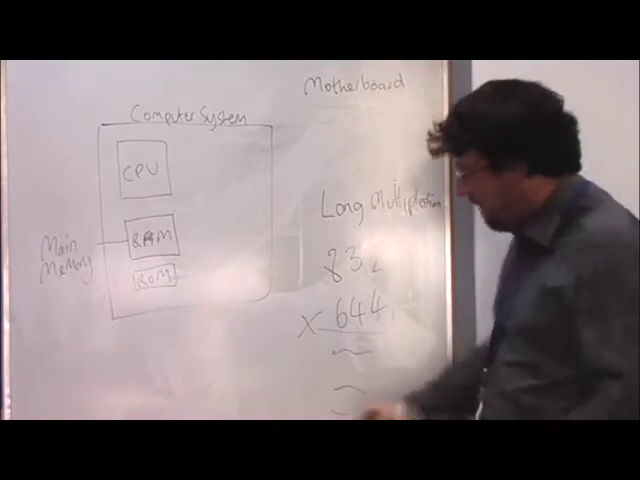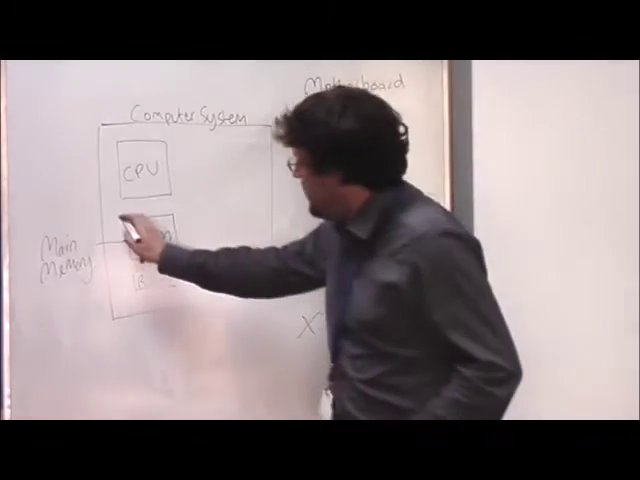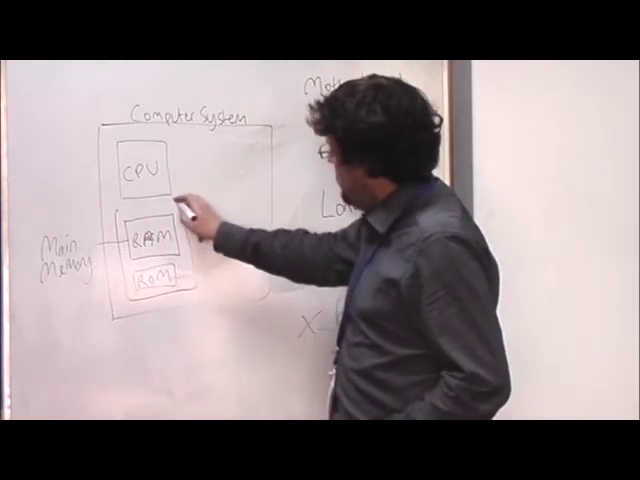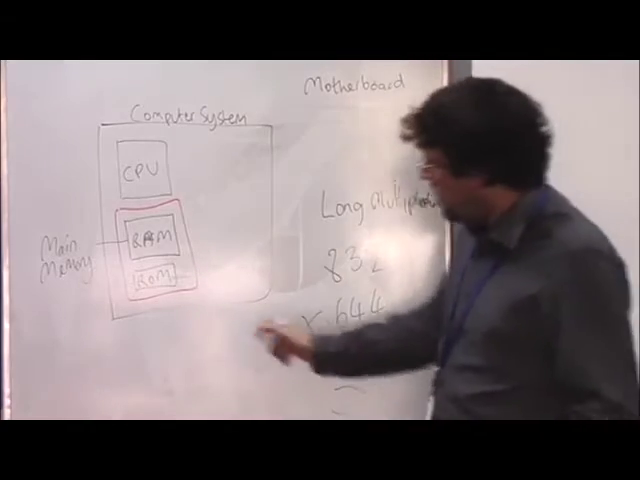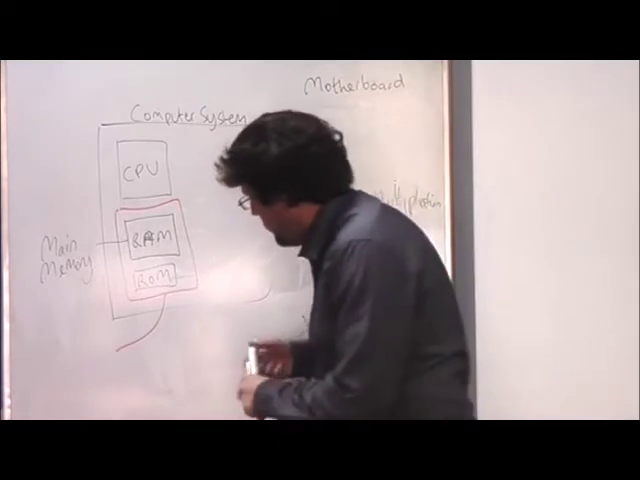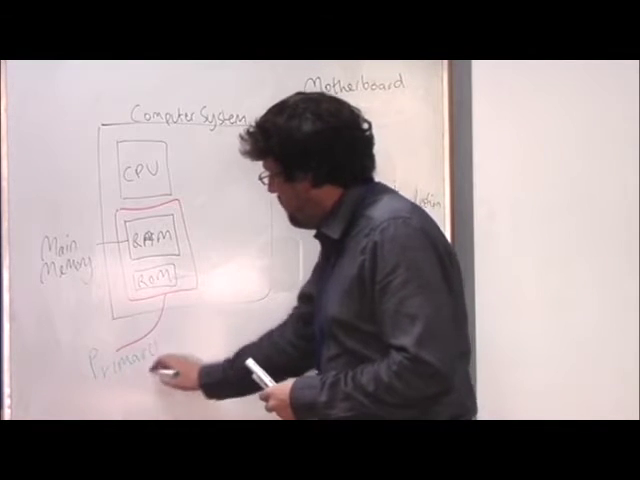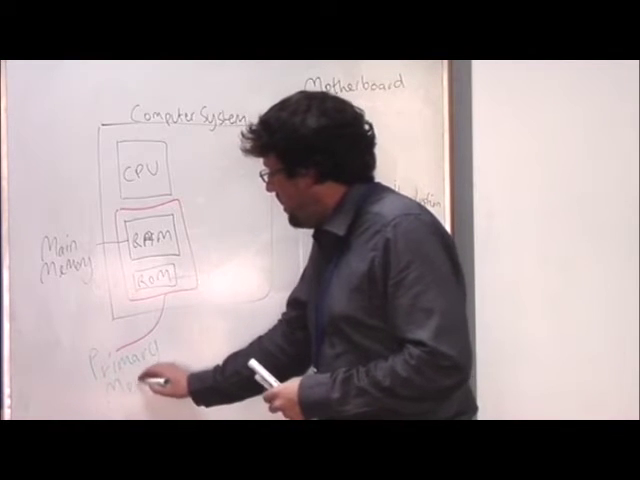Now together, and this is really, really important to remember, so I'm going to draw a box around them. Together, these two are known, and it's really important to remember this, as primary memory. So together, RAM and ROM are known as primary memory.